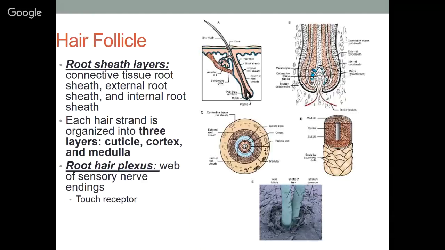We have root sheath layers: the connective tissue root sheath, an external root sheath, and an internal root sheath. Each hair strand is organized into three layers. We have the cuticle, the cortex, and the medulla. Anytime we talk about cortex and medulla in anatomy and physiology, remember that the cortex is on the outside and the medulla is on the inside. And the cuticle is the covering around both of those. We have a root hair plexus, which is a web of sensory nerve endings, a touch receptor at the base of that root hair.